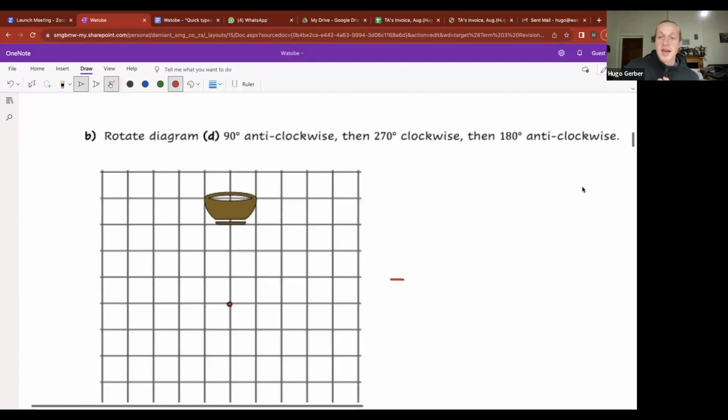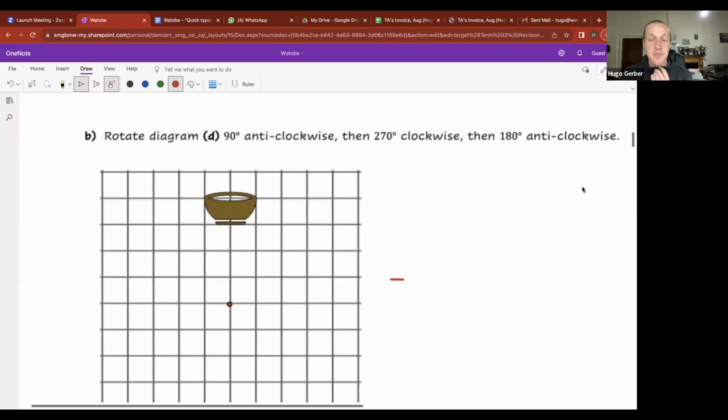Remember, guys, I'm giving you now 2 minutes to do this, which means, like I just said, use 1 minute to chill, take a breath while you read the question. Question B, I'm doing this for you now. Rotate diagram D 90 degrees anti-clockwise, then 270 degrees clockwise, then 180 degrees anti-clockwise. Oh, do they want me to be busy all night? Goodness. Okay, well, I suggest you get started, guys.